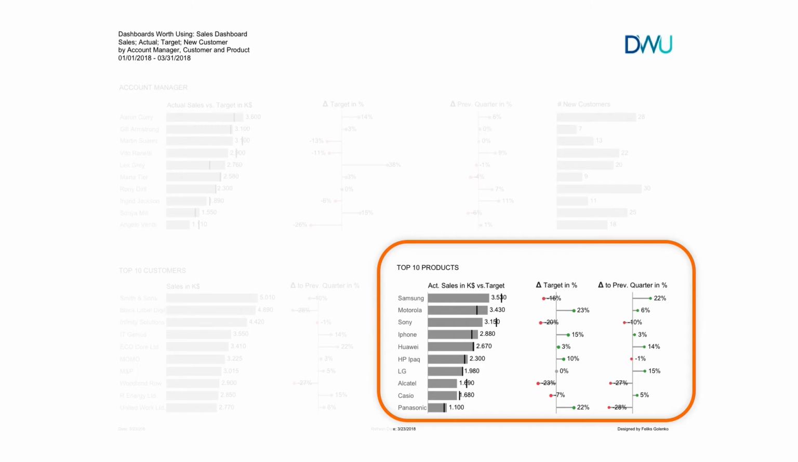Similar to what we have got for account managers, we have got here with the top 10 products. Actionable insights: which of the products are above or below the target and by how much, and for which of them the sales are increasing or decreasing over time.